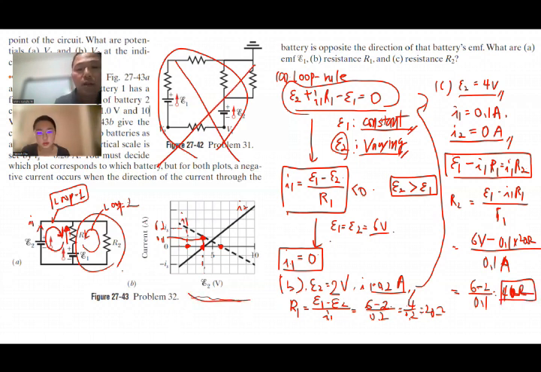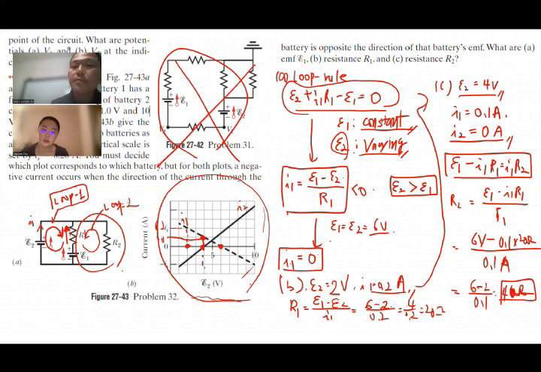Out of the graph, you can pick up any point to find the values, because E2 is basically varying based on this graph. So this graph is linear and provides all the values you need to derive the values of the unknown parameters of this circuit.